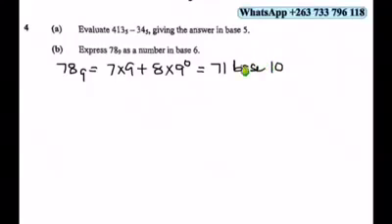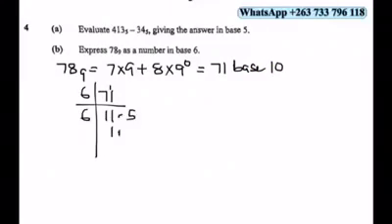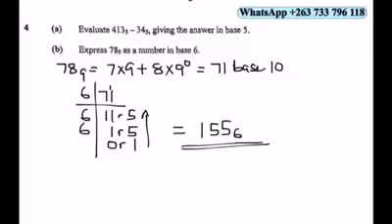Therefore, let's divide this by 6 to find the number in base 6. So 6 into 71 is 11 remainder 5. Then 6 into 11 is 1 remainder 5. Then 6 into 1 is 0 remainder 1. Then we count upwards. This is 155 base 6. So this will be our final answer for part B.